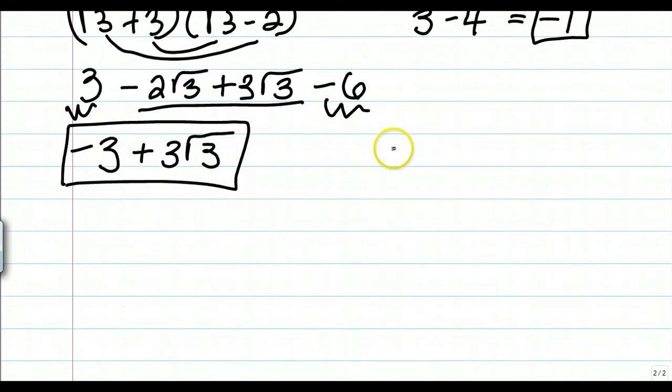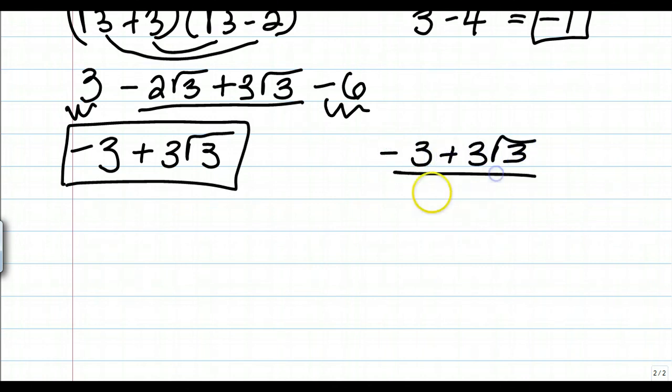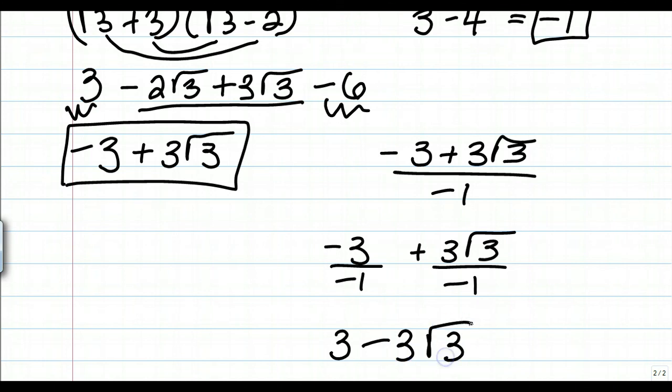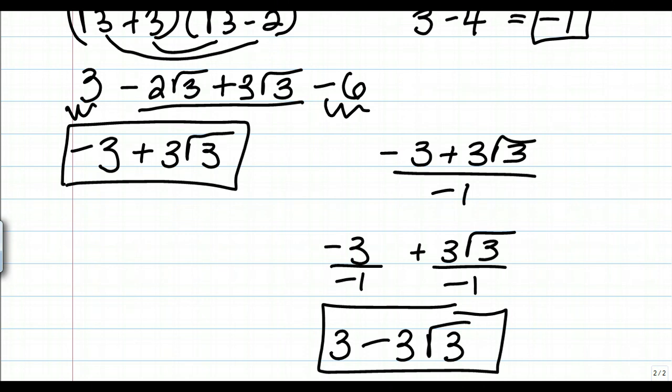So when I look at this, I have negative 3 plus 3 radical 3 on top and a negative 1 on the bottom. You need to distribute that sign to the negative 3 and the 3. Because when you look at this, you can split it up and you could reduce these. These would become a positive. A negative times a negative is a positive, and a positive times a negative is a negative. So now my final answer is 3 minus 3 radical 3.